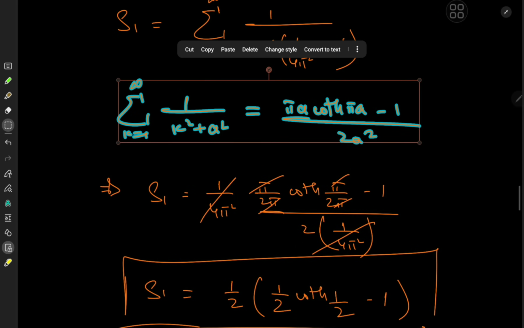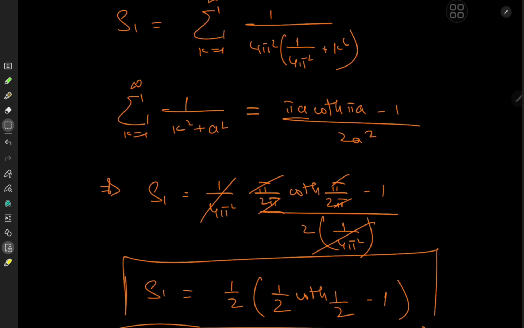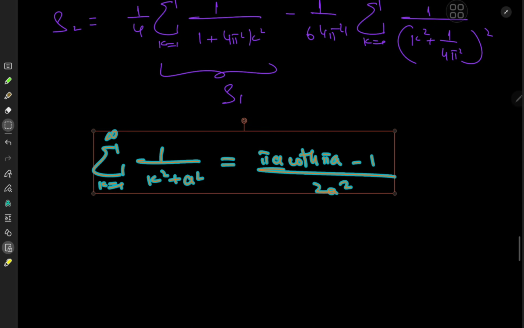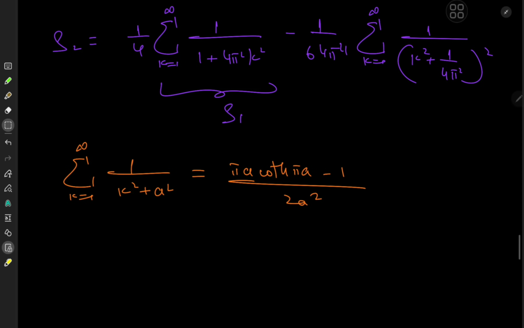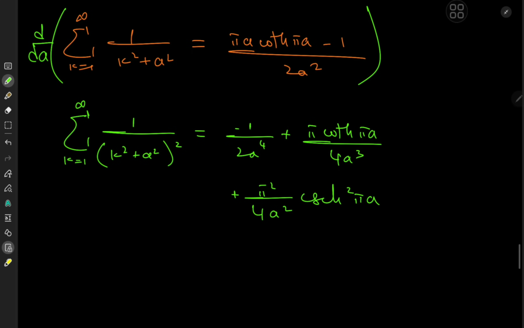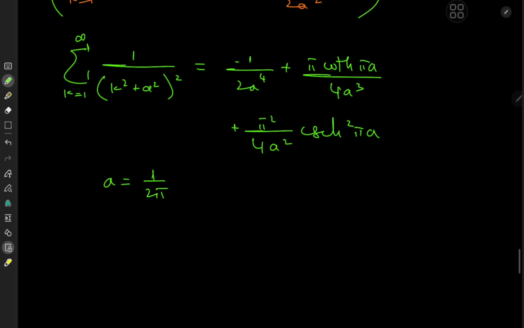So let me just take this, copy it, and paste it. Now, notice that I need a square in the denominator, which means I'm going to have to differentiate with respect to a. So let me just point that out. So differentiating the whole thing with respect to a, and then simplify the terms out. Okay, everything looks sorted, and it is time to plug in a equals 1 over 2 pi, and we should be home free.